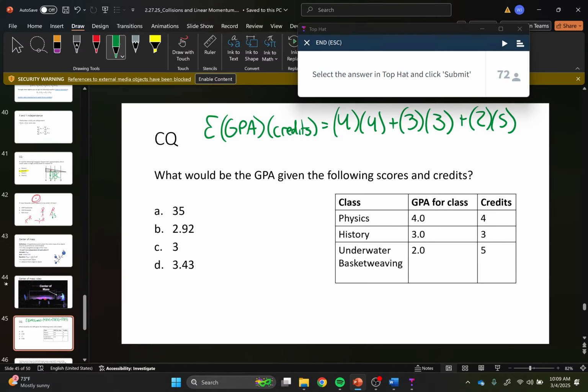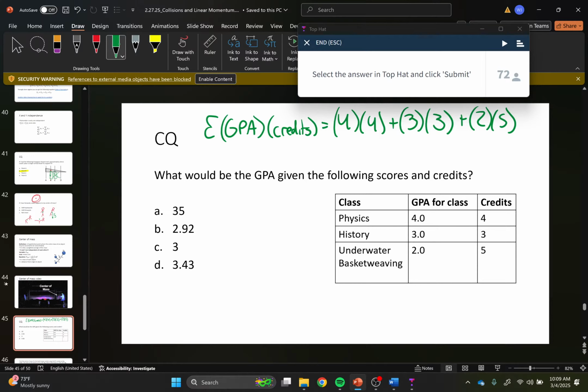Great. So we're weighting each of these GPAs based on credits. Credits is our weighting term. More credits means this GPA is going to affect your overall GPA more. A 4 credit hour class is going to affect your GPA more than a 2 credit hour class. That's what we're doing here.